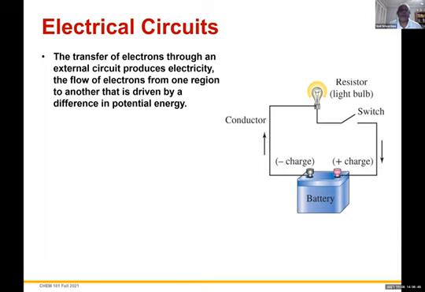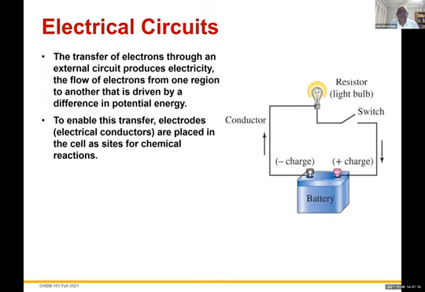Moving electrons have potential. The current follows Ohm's law, V is equal to IR. Potential is the resistance of the circuit multiplied by current.